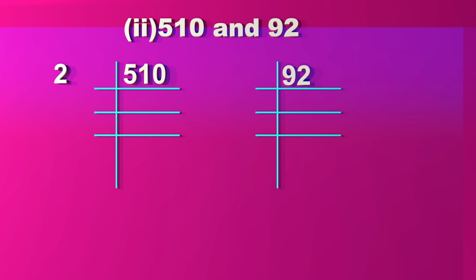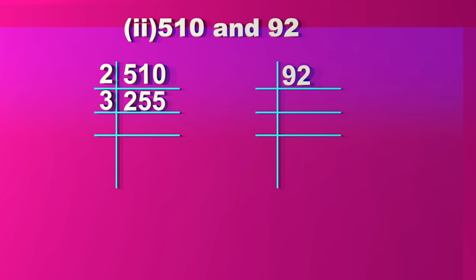Let's see second question. Dividing 510 by 2 gives 255. Let's check whether this number is divisible by 3 or not. We will get 12 by adding all digits of 255, which is divisible by 3. That tells 255 is also divisible by 3.